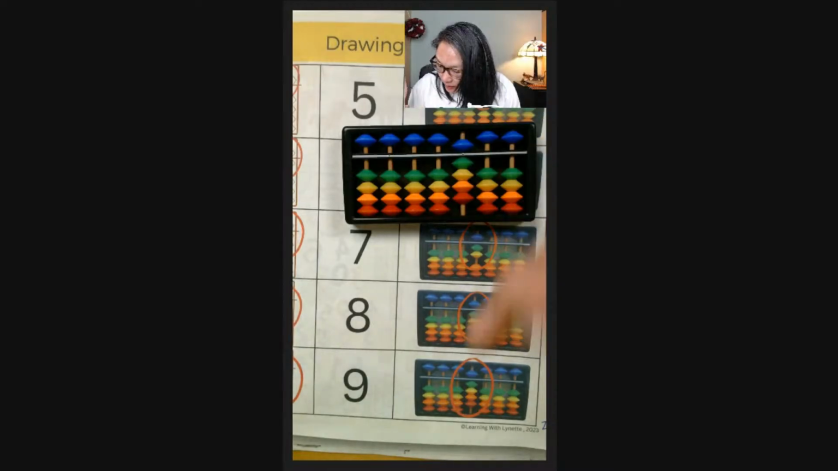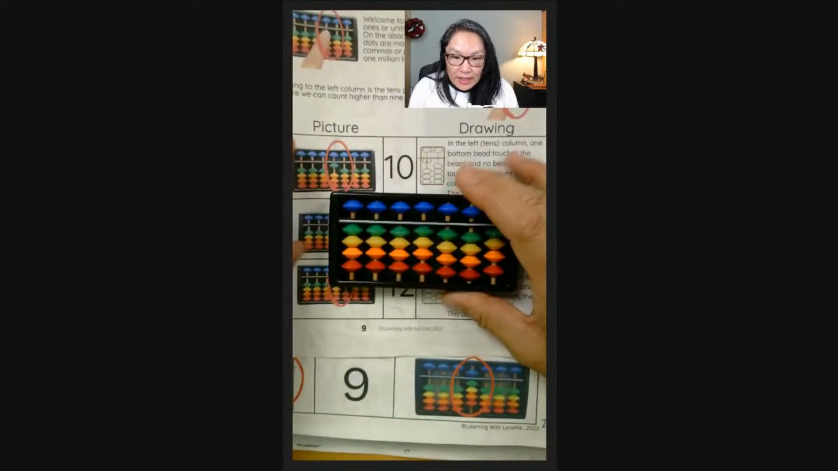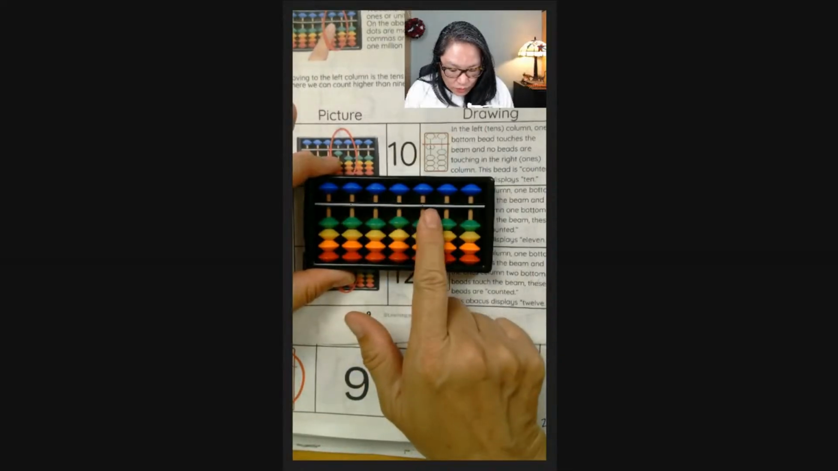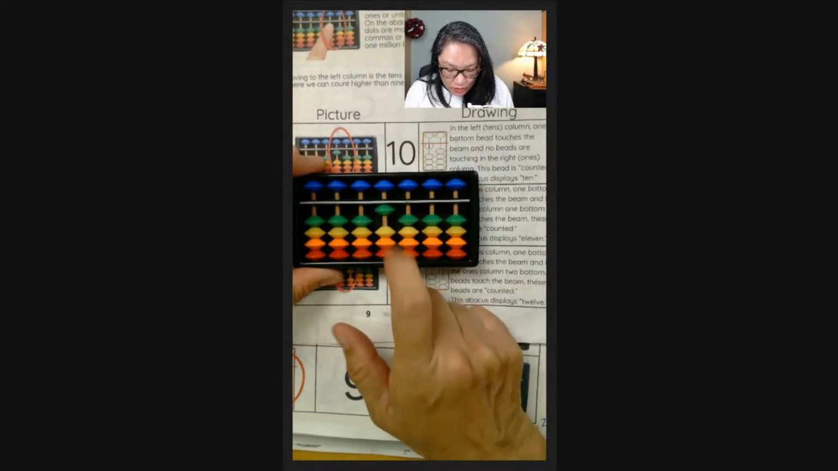So then you might be wondering, well, what about 10? 10 looks like this. 10 is a 0 and a 1. So that's what it looks like.